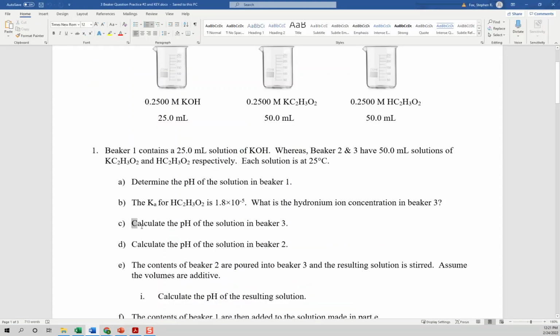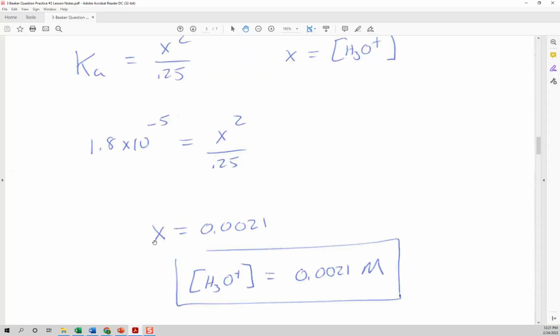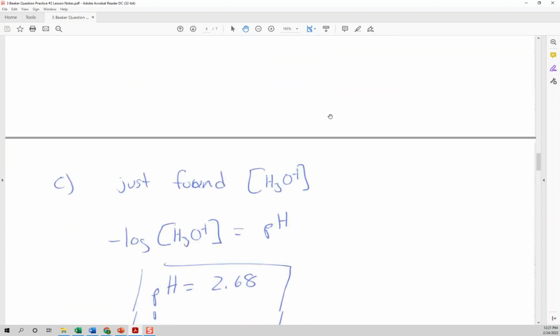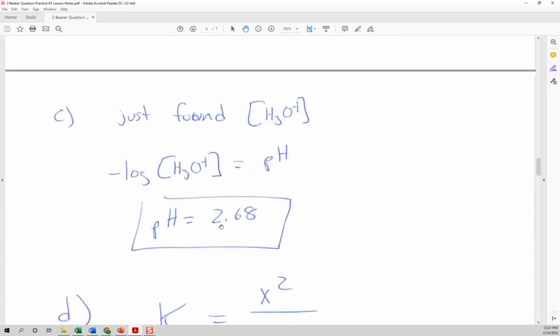All right, part C. What's the pH of the solution in beaker 3? Well, all we have to do is take the negative log of our answer from part B. So the negative log of that will be our pH, and our pH comes out to be 2.68. And again, that should make sense. We recognize acetic acid as a weak acid, so if we have a weak acid in our beaker, our pH should be below 7. Okay, there we go.